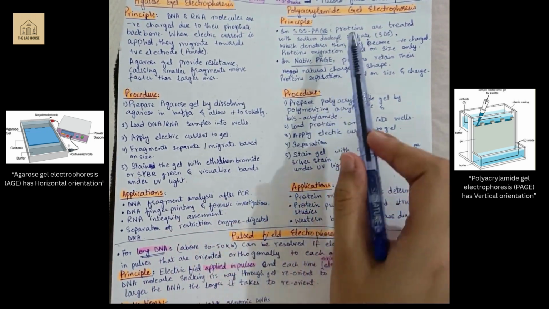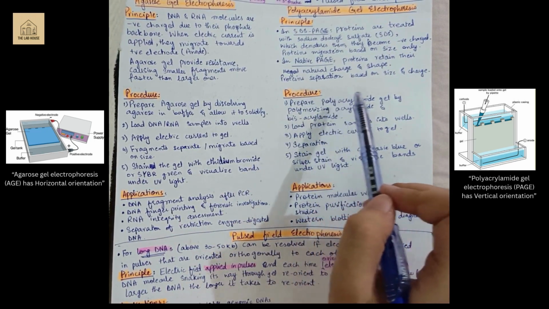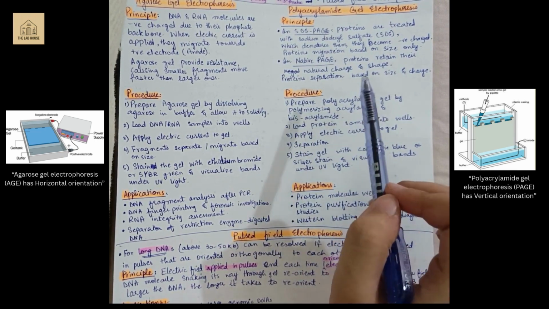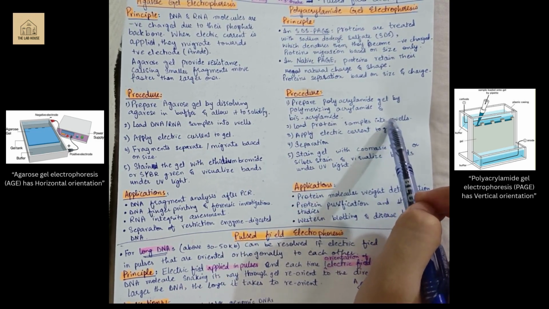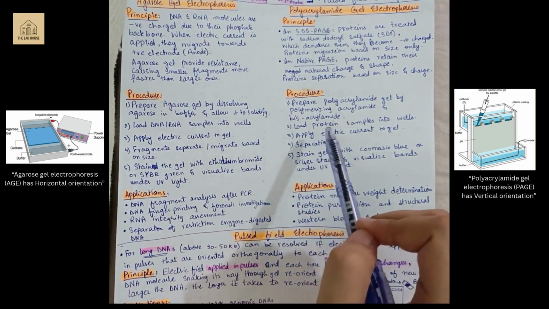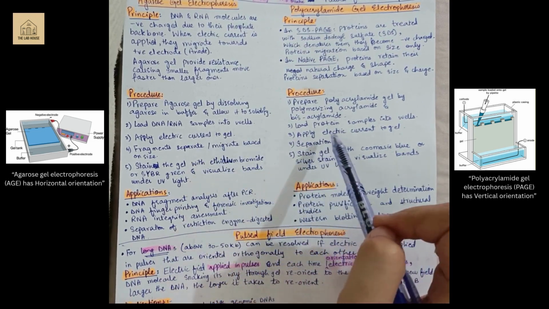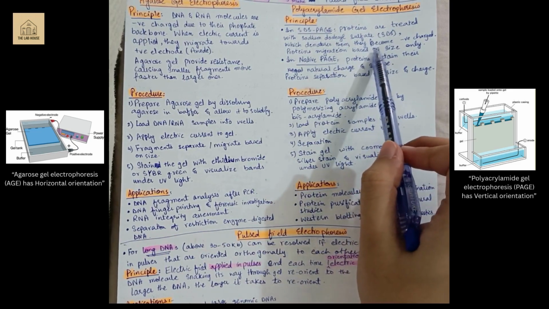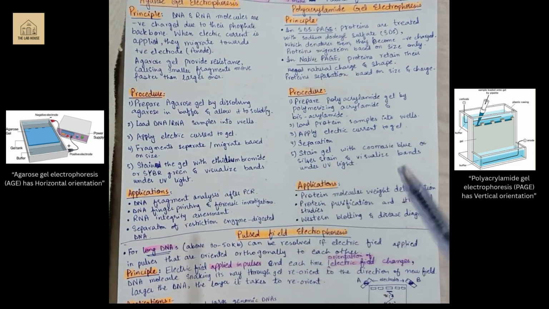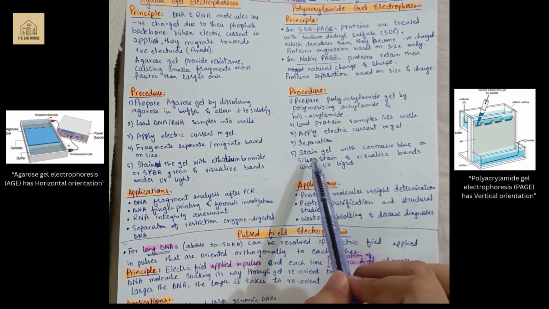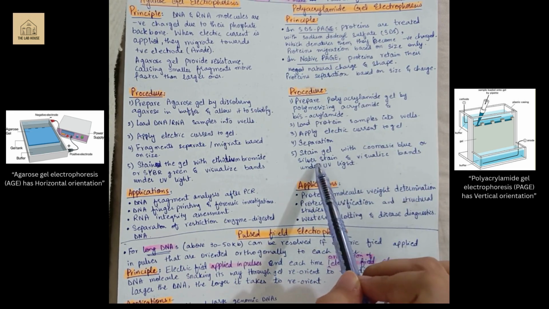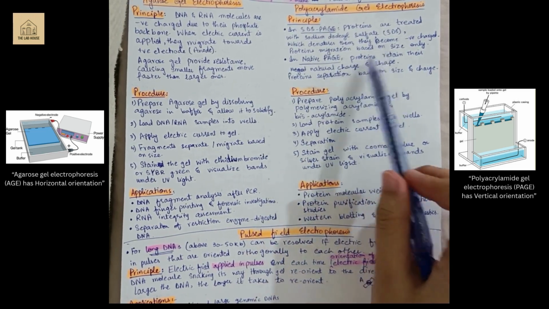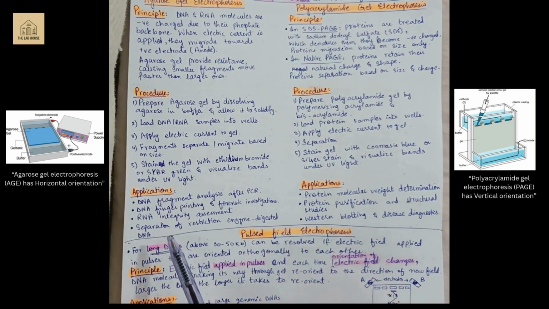While the procedure is the same for polyacrylamide, we will prepare the polyacrylamide gel by polymerizing the acrylamide and the bisacrylamide. The gel will solidify. We will load the protein samples into the wells, like here we load the DNA samples, and we will apply the electric current and the separation will begin on the basis of size and charge if we have native PAGE, and on the basis of size only in SDS-PAGE. So the separation will be done, and then we will stain the gel with Coomassie blue or silver stain and visualize the bands under the UV light. Remember, these two staining agents are used for protein separation while these two are used for DNA separation.